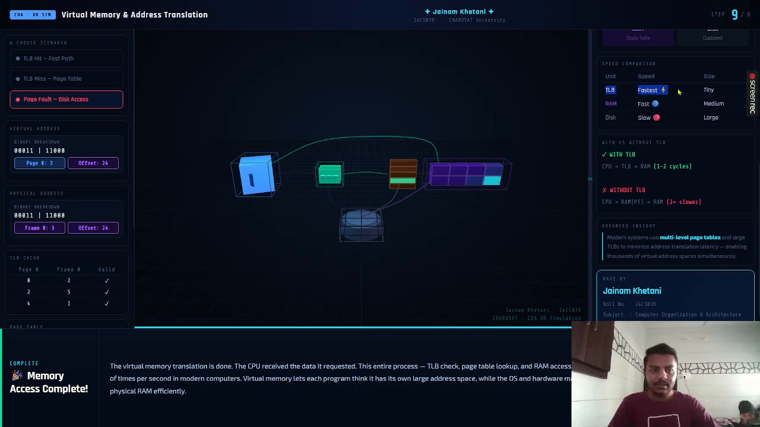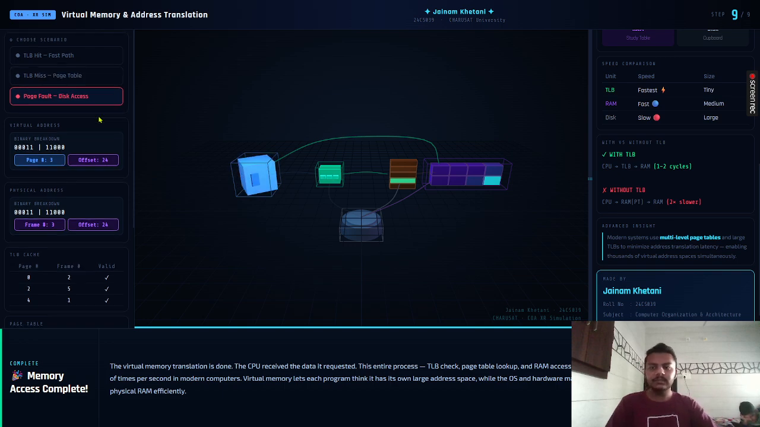So out of these three methods, TLB is the fastest and tiny in size. The TLB miss is moderate and page fault is the worst case.